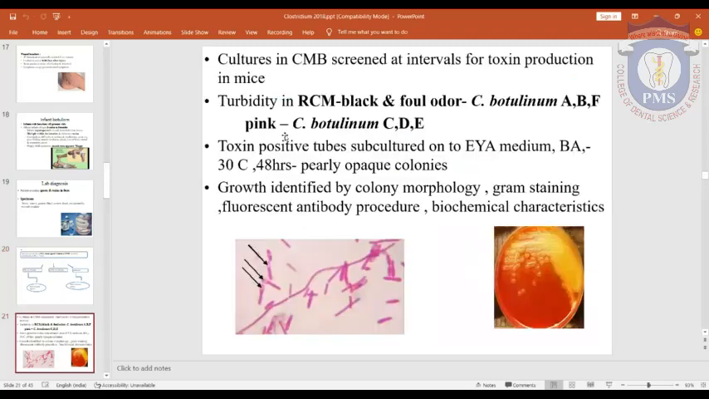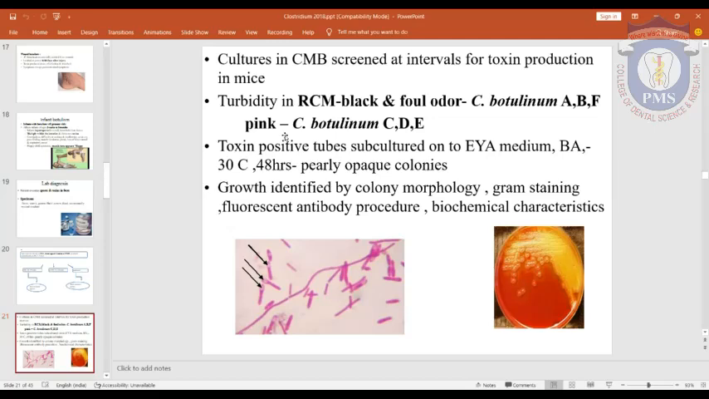Cultures in CMB are screened at intervals for toxin production in mice. Turbidity in RCM. If there is blackening and foul odor, Clostridium botulinum A, B, F. And if there is pink, that is Clostridium botulinum C, D, E. And here we are categorizing Clostridia as saccharolytic Clostridia or proteolytic Clostridia.